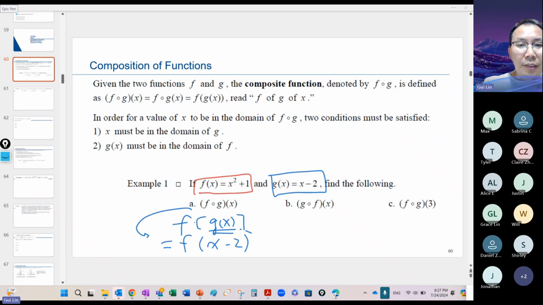You can see that when f(x) equals x squared plus 1, whenever the inside is changing, we change it here. So all the x will be replaced by x minus 2. So initially x is x, and right now it is replaced by x minus 2.